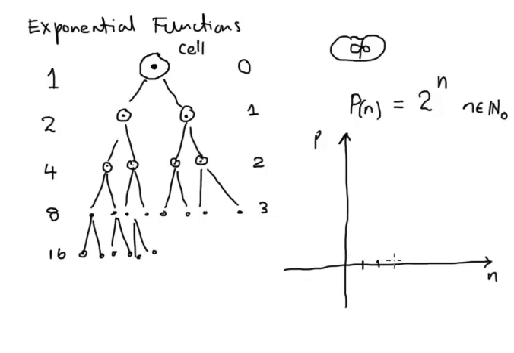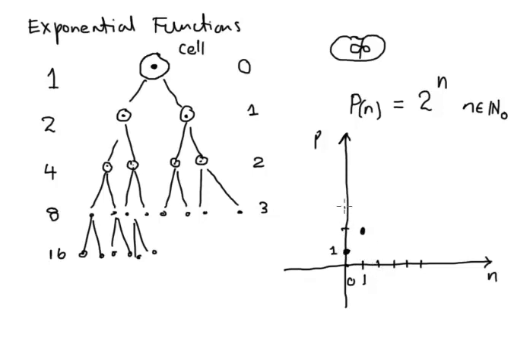This is 1, 2, 3, 4, 5. Then there is 0. On day 0, there was only one cell. Day 1, there were 2 cells. Day 0, there was 1. Day 1, there's 2 cells. Day 2, there are 4 cells.